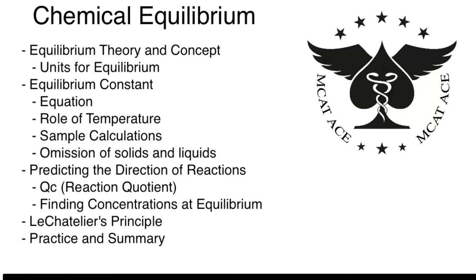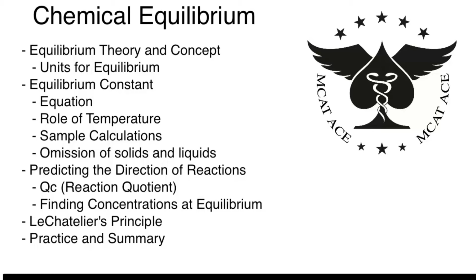Then we'll take a look at predicting the direction for reactions. This is probably the type of thing you're most used to if you've gone through a general chemistry course, where we will look at the reaction quotient and compare it to the equilibrium quotient or the equilibrium constant. And when you compare those two, you can determine whether you will favor the reactants or the products at a given time period. Then we'll also take a look at finding concentrations at equilibrium.